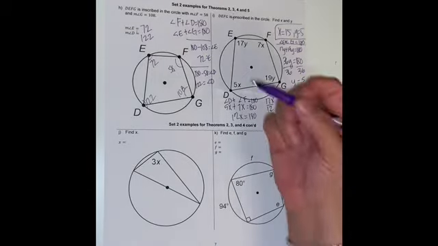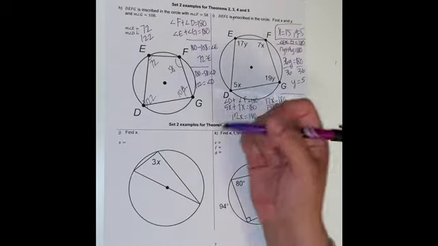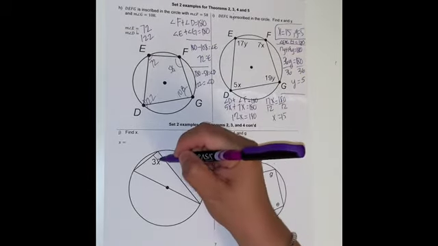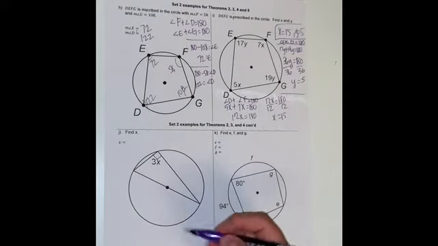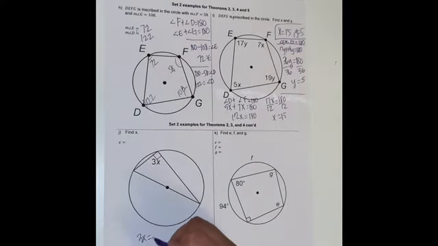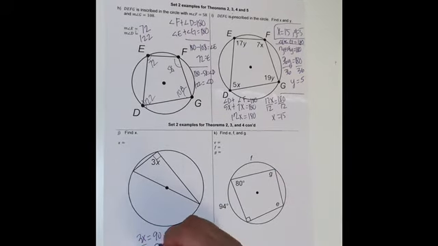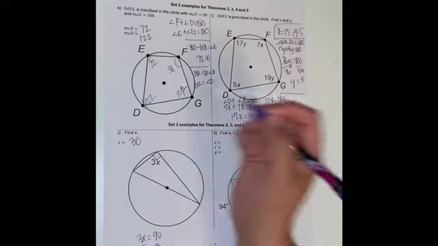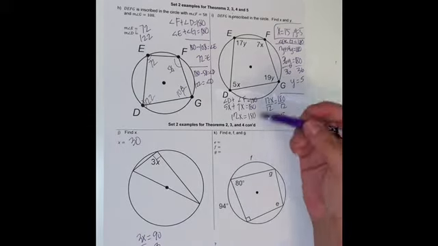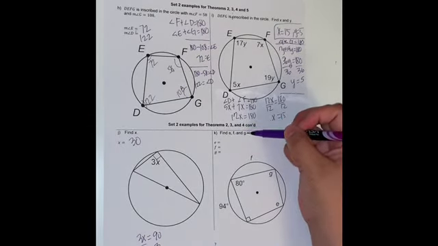Okay, J says find x. So we know that this is going to be the right angle, and we know that 3x equals 90 because that's a right angle. So x equals 30. Okay, and then K, find E, F, and G.